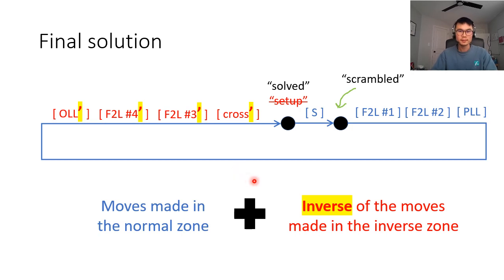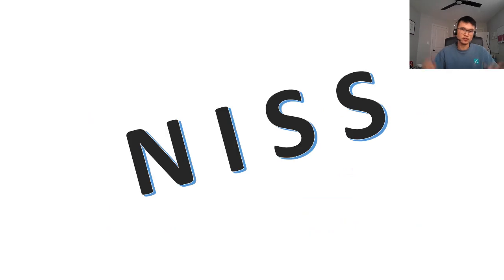So in summary, your solution is what you did in the normal zone, for example, here in my illustration, F2L number 1, F2L number 2, and the PLL, plus the moves that you did in the inverse zone, but inverse of that. And there you have it. That is NISS. The end.